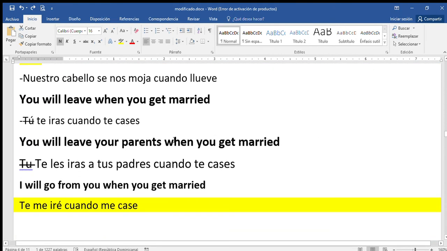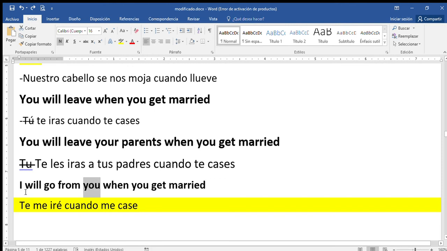Tú te les irás a tu padre cuando te case. I will go from you when you get married. Who are we talking about right here? We are talking about Joe. And the action is going from who? I will go from you. It's going from you.